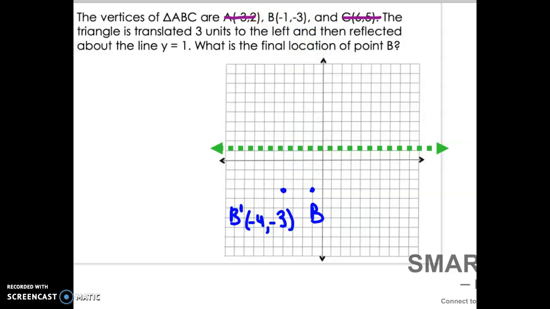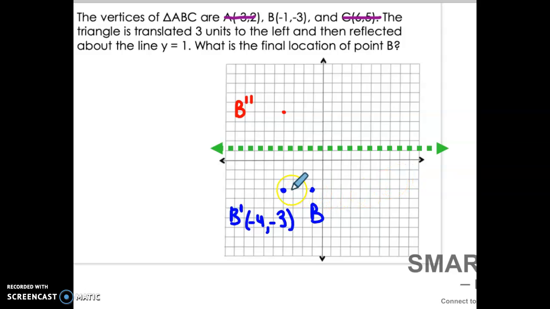Okay, so what we're going to do is we're going to go straight up to the line y equals 1, and then we're going to go up 4 units because we said B prime was 4 units below our line y equals 1, which means we need to go 4 units above y equals 1 for our reflection. So 1, 2, 3, 4. Here's our new point, and we're going to call this B double prime because this is point B prime after we've reflected it.